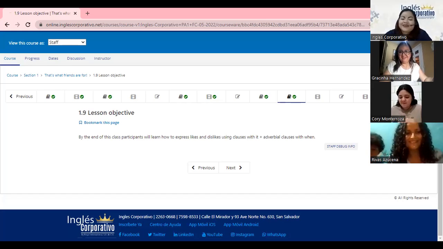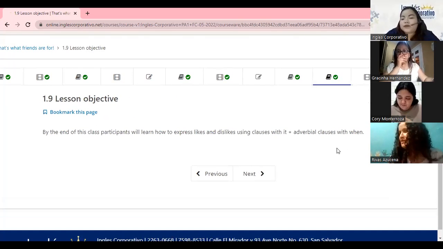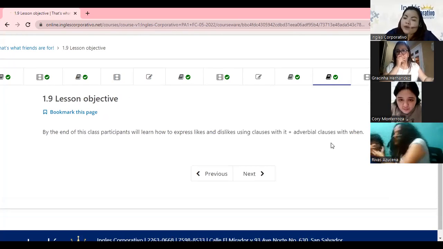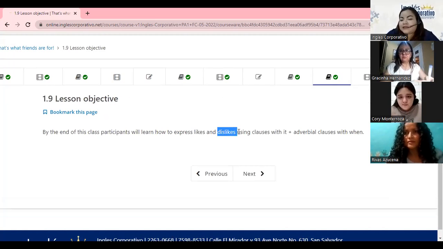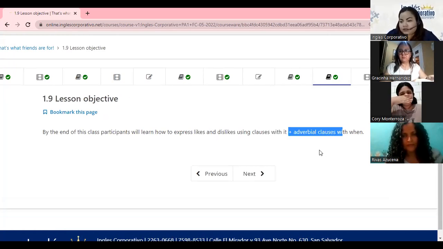Okay. So we're going to start here. I want you to look at the objective. With this one today, we're going to learn how to say likes and dislikes, and we're going to use an adverbial clause. It sounds difficult, but it's not, okay? So that's what we're going to do. Likes and dislikes using clauses with it plus adverbial clauses. That's what we're going to work with right now, right?